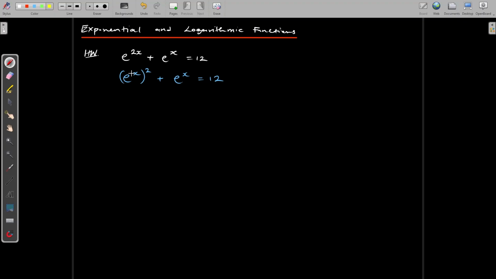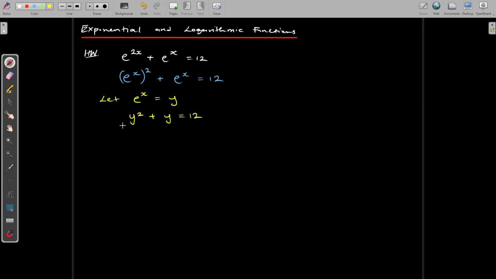Now, seeing that we already have x inside of this question, let's use y. Alright, so this is where we were yesterday with the homework question. In order to get it to a quadratic, this e to the 2x is the same thing as e to the x all squared plus e to the x, and that's equal to 12. So we're going to say let e to the x be equal to y. So now the equation that we're working with is y squared plus y is equal to 12.